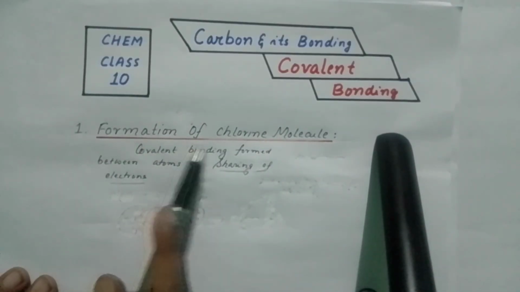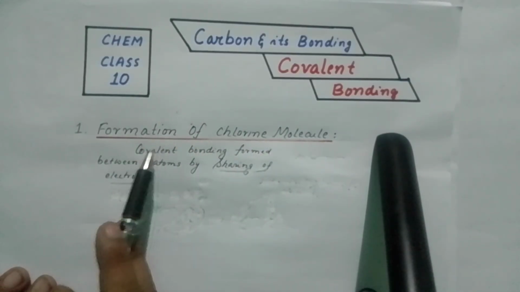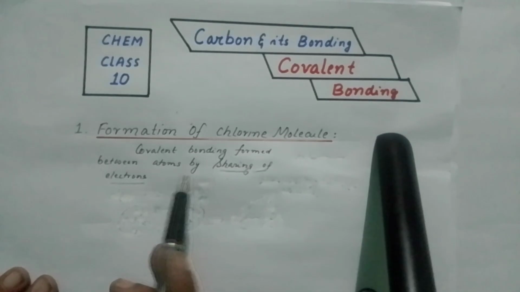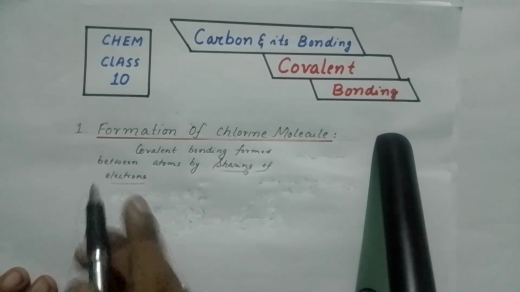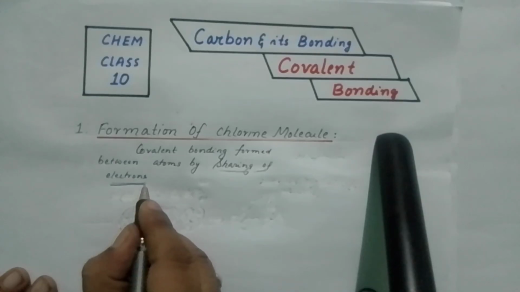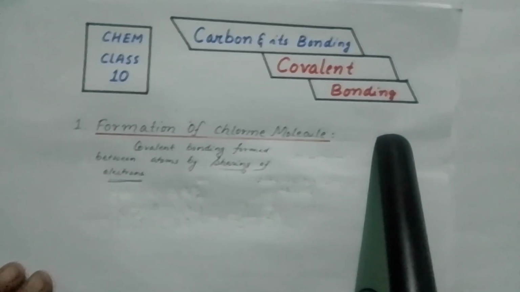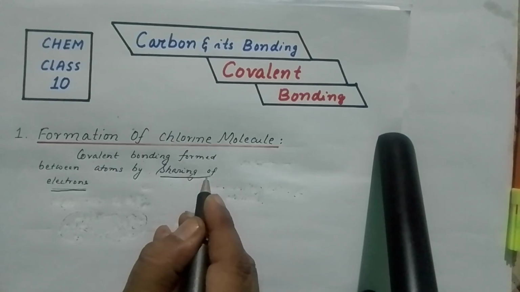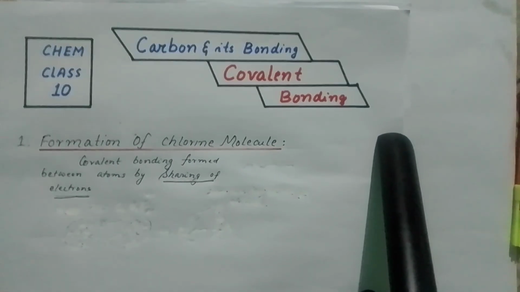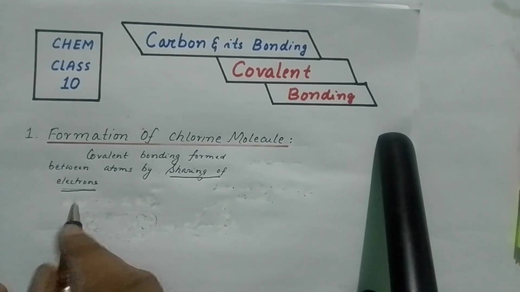Now we will study with the help of the chlorine molecule how the sharing of electrons takes place. Covalent bonds form between atoms by sharing of electrons. Means they will share among themselves to form the covalent bond, and covalent bonds are very stable. Please keep in mind that covalent compounds are very stable.